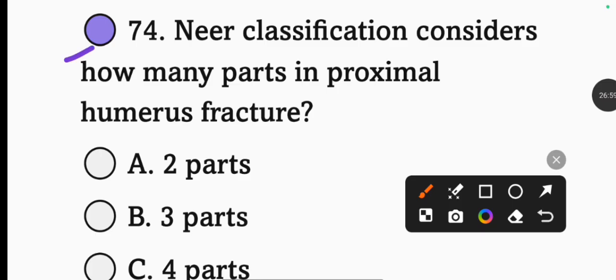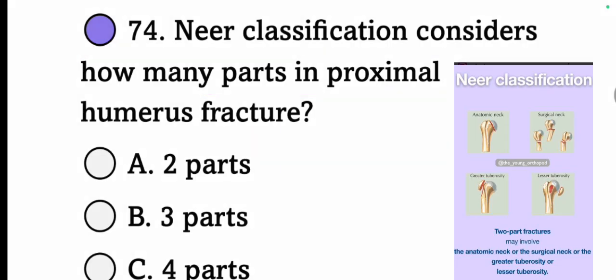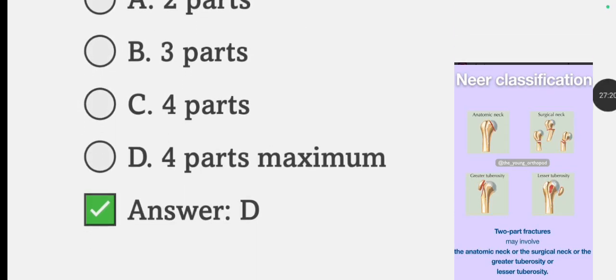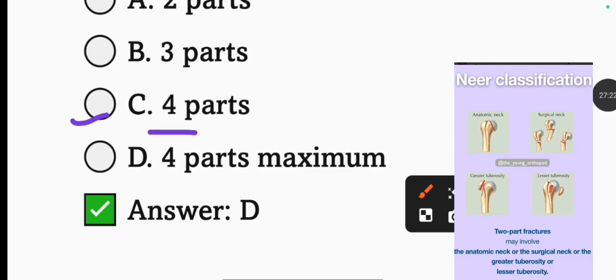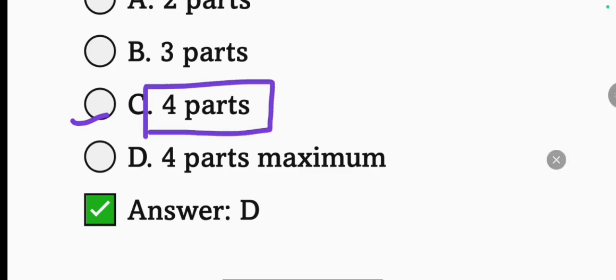Okay, now come to 74 questions. Need classification: consider how many parts in a proximal humerus fracture. Neer's classification divides the proximal humerus into 4 segments: head, greater tuberosity, lesser tuberosity, and shaft. So fractures can be 1 part, 2 part, 3 parts, or 4 parts. So C option given is the correct option, as Neer classification is 4 parts. Okay, 4 parts.